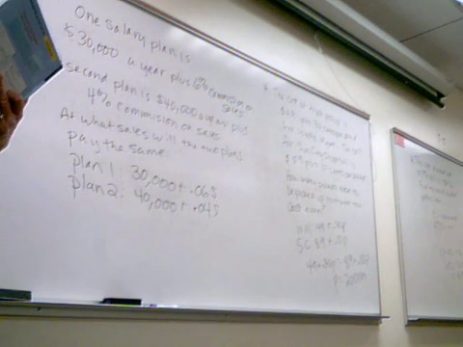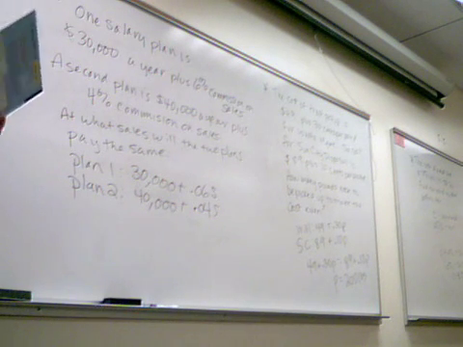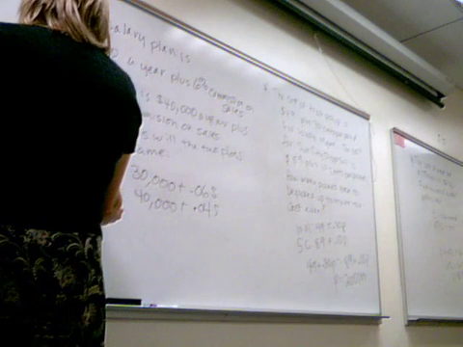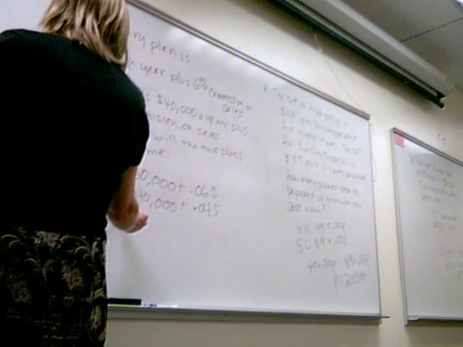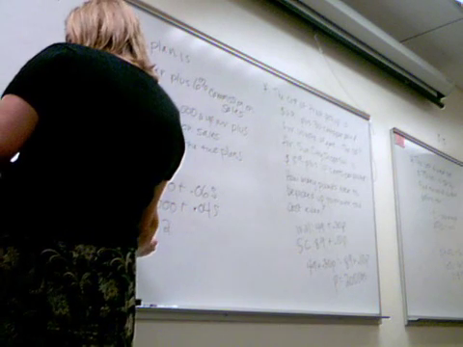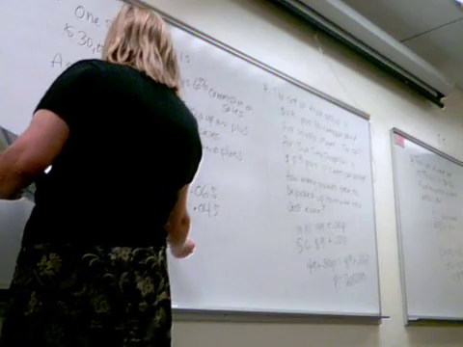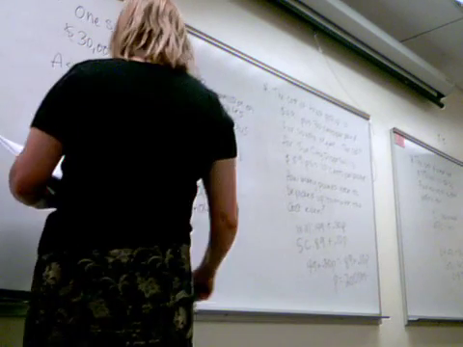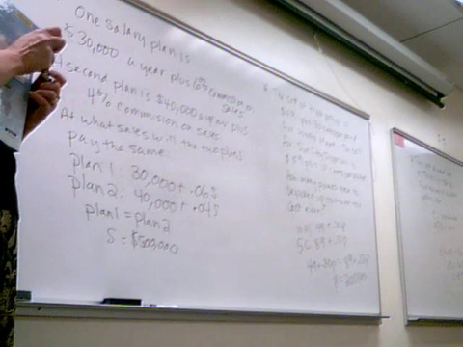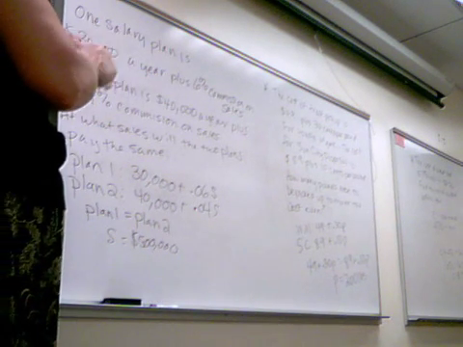So what do you do with them? You set the two plans equal to each other and you solve for S. So I'm going to put Plan 1 equal to Plan 2, and S will end up being 500,000. That's a lot of sales to make them equal. So then the better plan would be plan number 2.